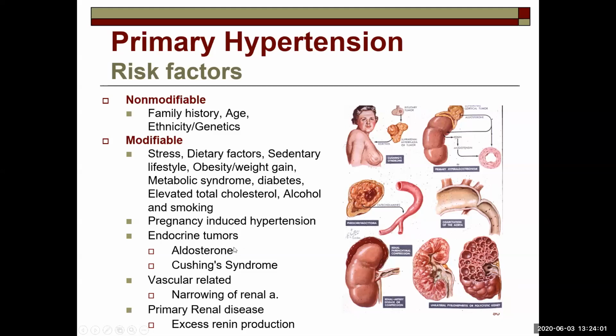Pregnancy, endocrine tumors. Now, if these significantly cause the hypertension, then it becomes secondary, okay? If this is known, like you had this, and then eventually Cushing syndrome, and then you have hypertension, then hypertension becomes secondary and not primary. That's why we call them modifiables, rather than the primary cause for them.